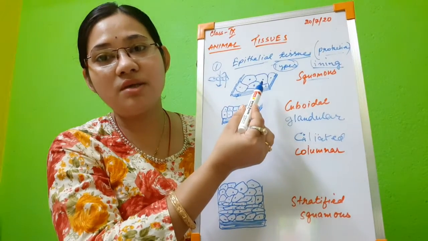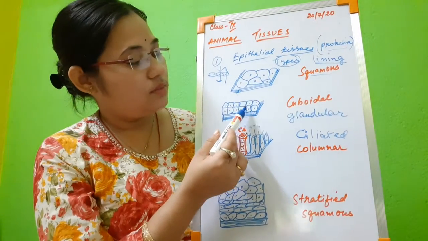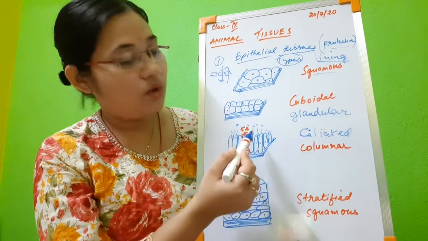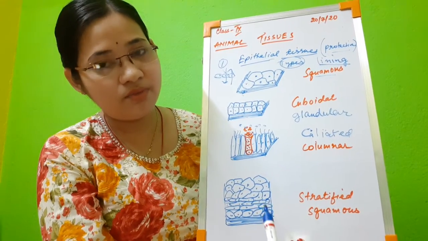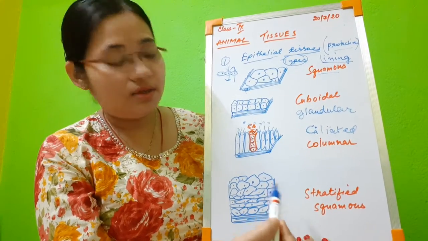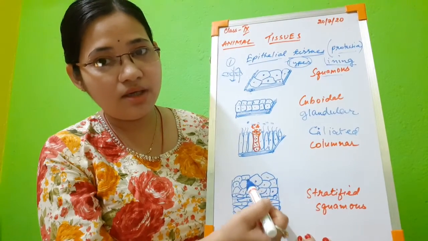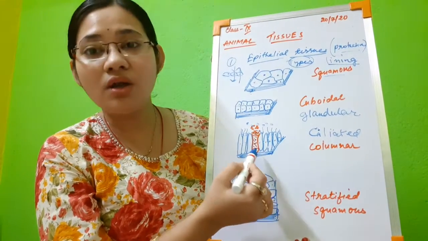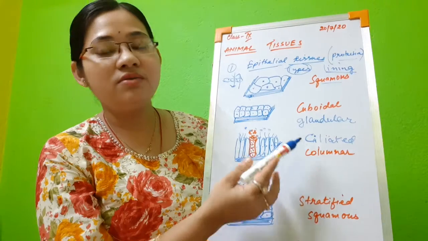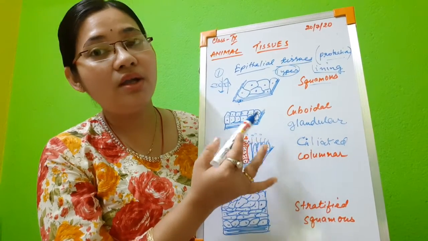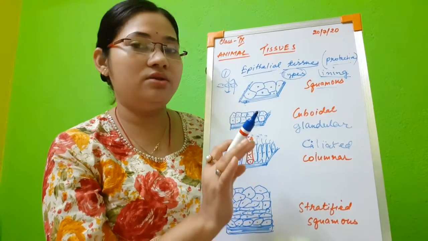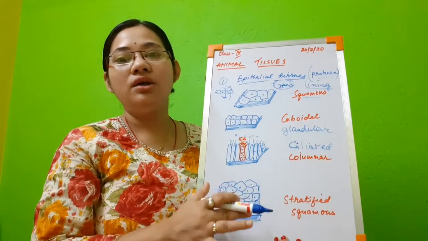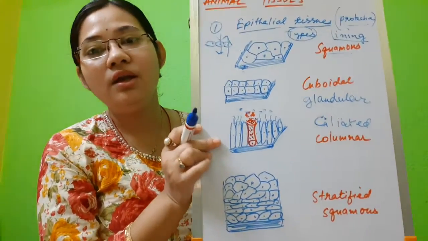Now these are some of the types of epithelial tissue. Once again: squamous epithelial tissue, cuboidal epithelial tissue, columnar epithelial tissue, stratified squamous epithelial tissue. We can say ciliated columnar epithelial tissue, or sometimes we can say glandular cuboidal epithelial tissue, or simply glandular epithelial tissue. So these are all the types of epithelial tissues.